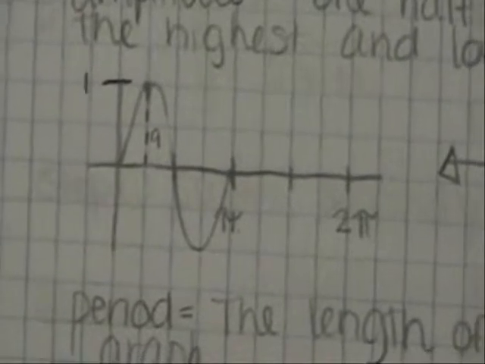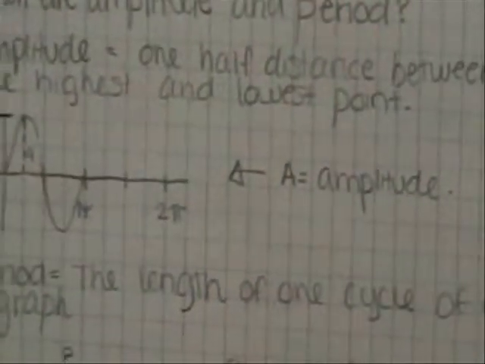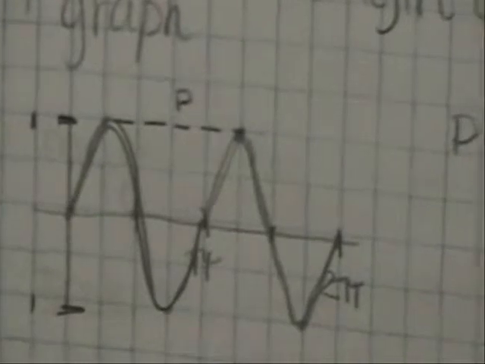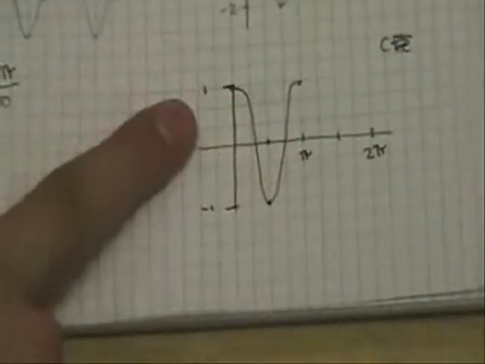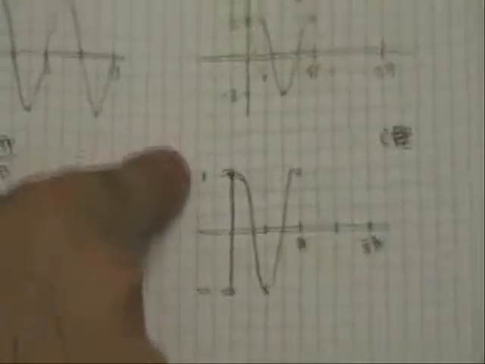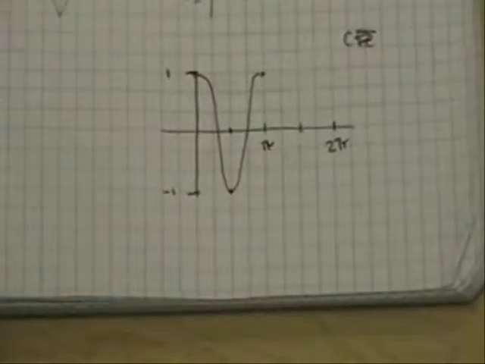So amplitude is 1/2 the distance between the highest and lowest point. You can see that amplitude is shown right here on this dotted line. And period is the length of one cycle of a graph, which is shown by the dotted line in P. And when graphing a sine wave, you always want to start at the origin. And in graphing a cosine, you want to start at the crest of the amplitude instead of at the origin, like a sine graph.